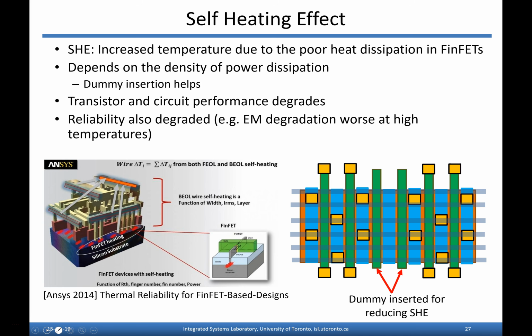So as a result, you can get really localized heating events that, first of all, degrade the transistor performance. Higher temperatures always give you worse transistor performance, there's a worst case in that respect. But at the same time, it can also accelerate electromigration, so that it can cause reliability problems on top of it. So the worst case for electromigration is also high temperature.